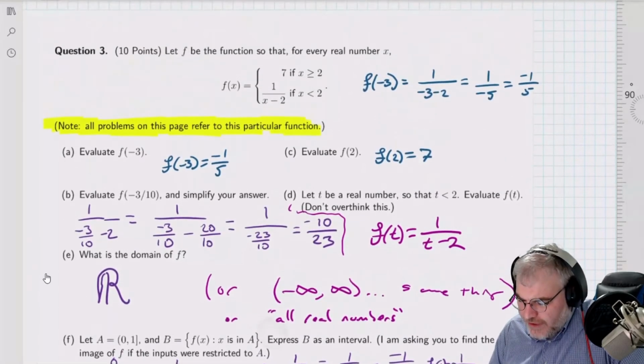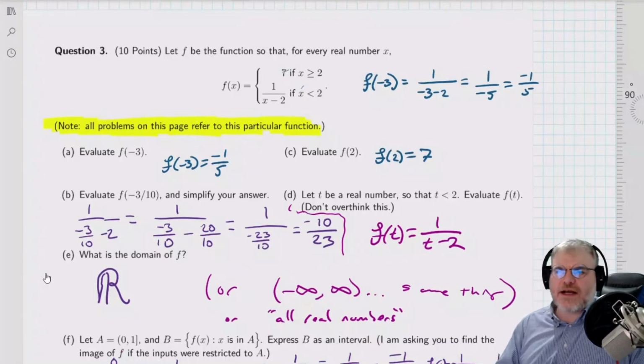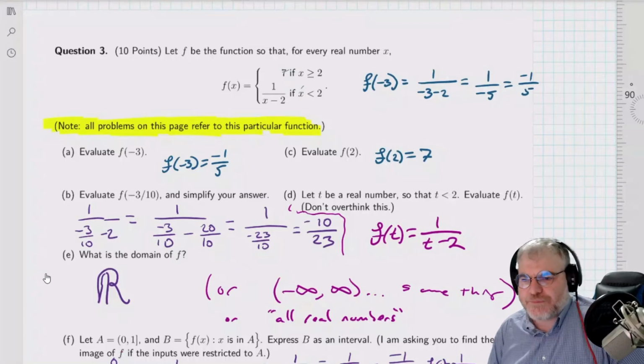F of -3 equals -1/5, right? I take -3, I use this rule, and I get 1 over -3 minus 2, which is -1 over 5, which is the same thing as 1 over -5, which is the same thing as -1 over 5. F of 2, I use this rule here, and I get 7. So A and C, 1 to 5, how do we feel about those two?